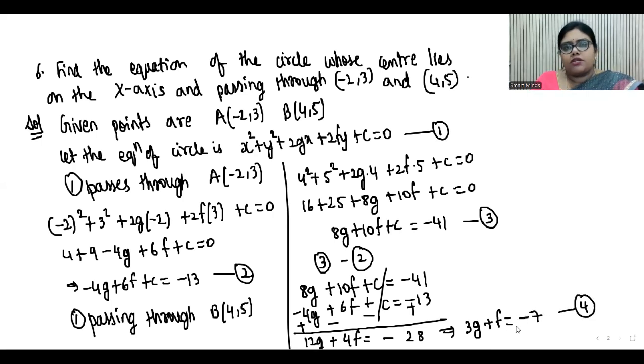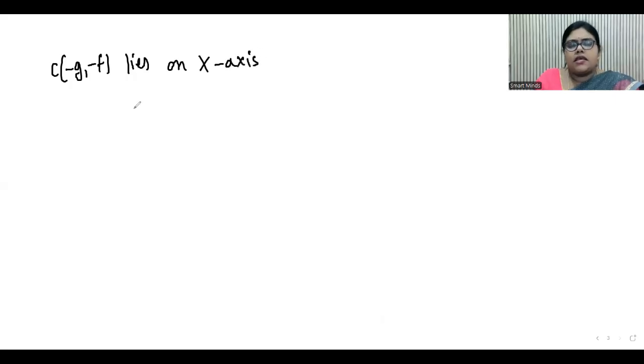Now come back to the question. What does it say? Center lies on x-axis. So what do you mean by this? Center, minus g comma minus f, lies on x-axis. Whenever a point lies on x-axis, its y-coordinate will be 0. So y-coordinate of the center, minus f, is 0. That means f is equal to 0.